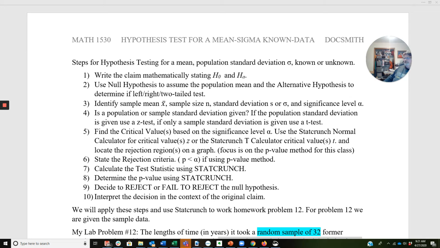We're going to do a second example from the homework regarding a hypothesis test for a mean where the population standard deviation, or sigma, is known. What's different about this problem is we're given the data rather than a summary. So we're going to see what that looks like. We're going to work homework problem 12 here.